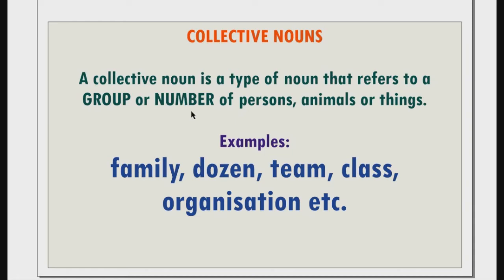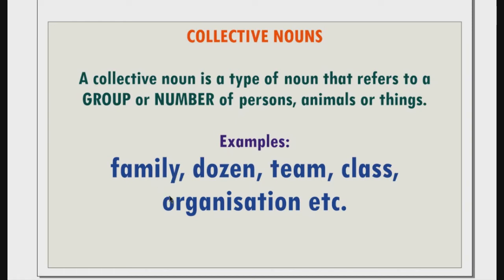Collective nouns do not refer to a single person, a single animal, or only one thing. Instead, they refer to a group, to a number of them. Only one person cannot make up a collective noun. It must be a group of persons, a group of animals, or a group of things. Let's come to the examples.